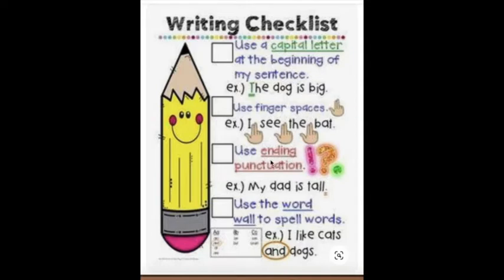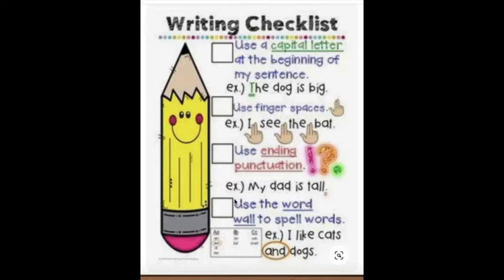Okay, next one says use ending punctuation. We've been talking a lot about ending punctuation. We know that we need either an exclamation point, a question mark, or a period. For example, it says my dad is tall. They use the period at the end of this sentence.